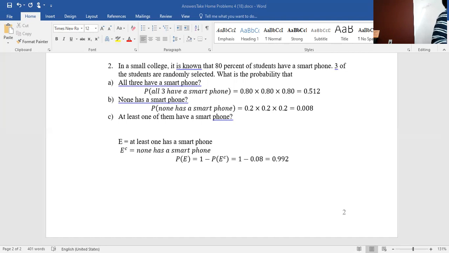Probability is a little bit challenging. You need to remember the language. You need to understand it by practicing.